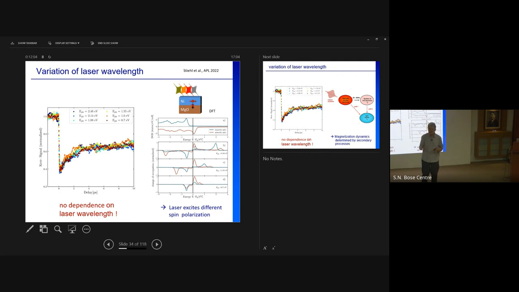You can create spin-polarized electrons, of course. Gallium arsenide is a source of spin-polarized electrons, but that does not mean the gallium arsenide becomes magnetic.